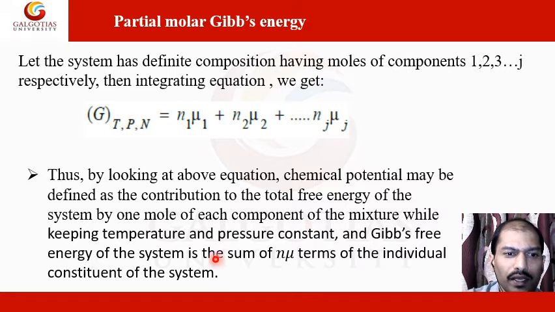So the Gibbs free energy of the system is the sum of n mu terms for the individual constituents of the system. Here you have to see that these n and mu terms are not for the overall system. You have to add them for each and every component, up to whatever the number is, and then this value will come out correct. Otherwise this cannot be taken as a whole number if the mixture has different constituents.